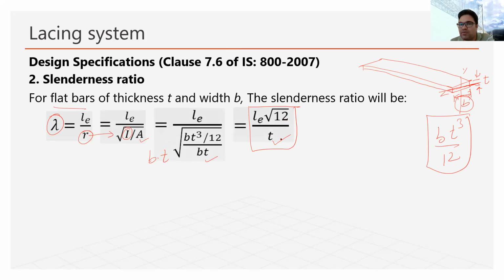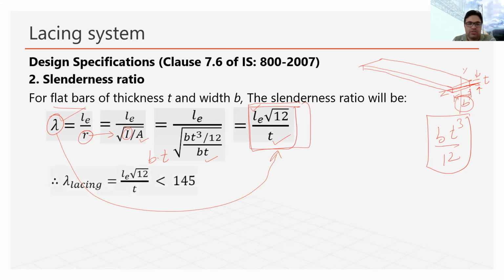So T is the thickness of the lacing bar and LE is the effective length of the bar. So ultimately, by this derivation, I have arrived at the formula to calculate the lambda value of the lacing bar, which is LE times root 12 upon T. So from this formula, I will be able to find the value of lambda directly. This value should be less than 145. If it is less than 145, then we say that the lacing bar will be safe.